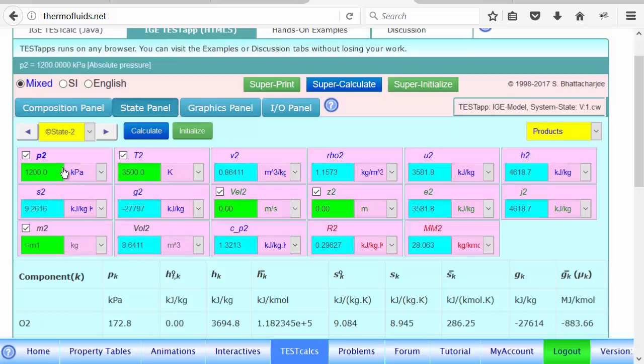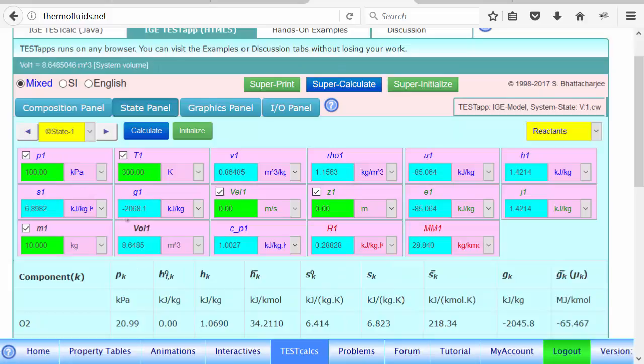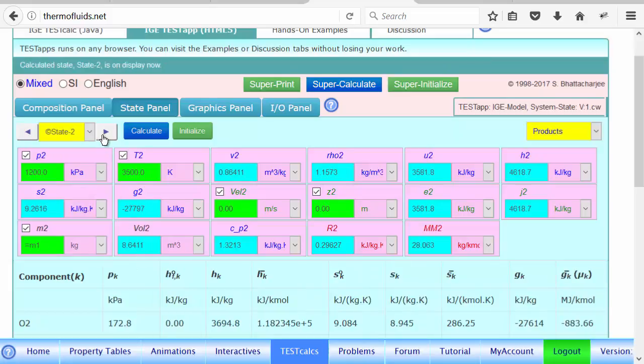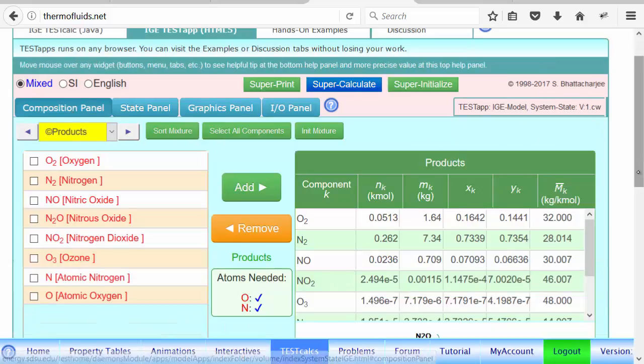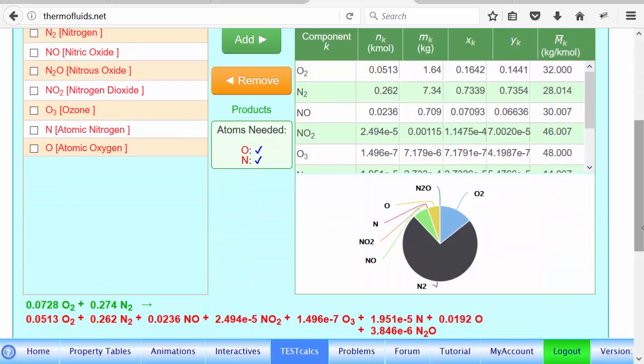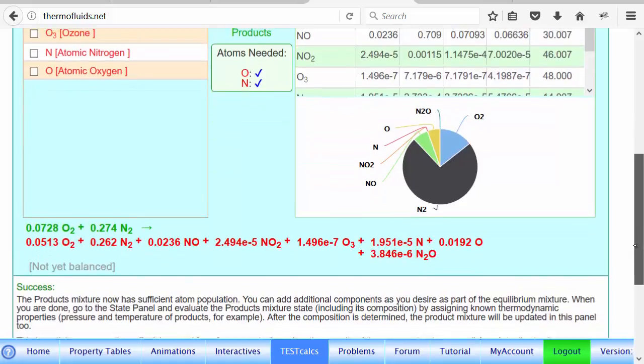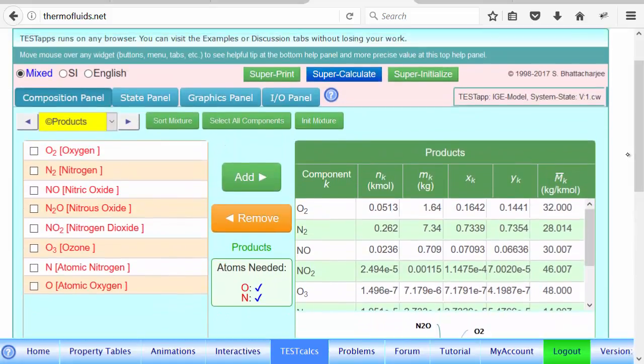Again, it's a very non-linear kind of iteration. So you have to check different values of pressure until you get the correct answer, which is 8.64. That's about right. It is 8.648. So that's close enough. And notice the composition has been found, and this is displayed here. All the gases that are produced here.